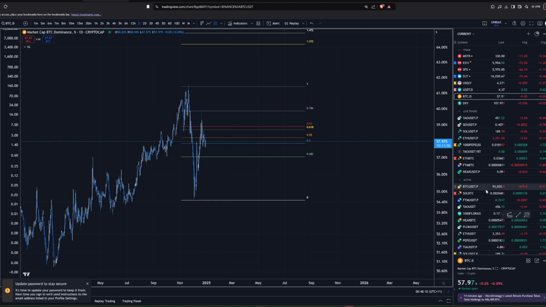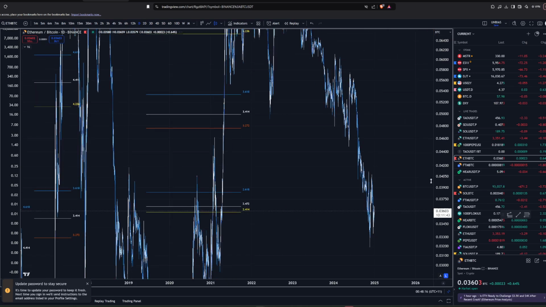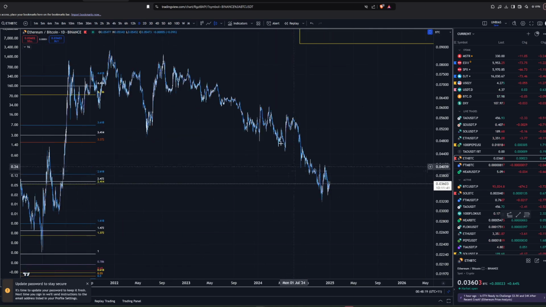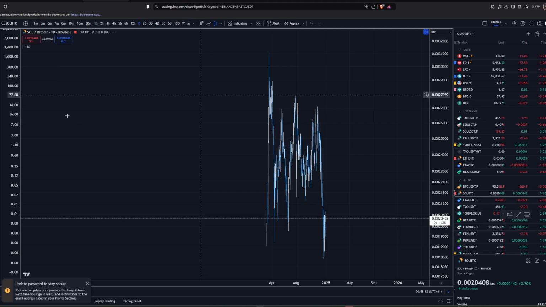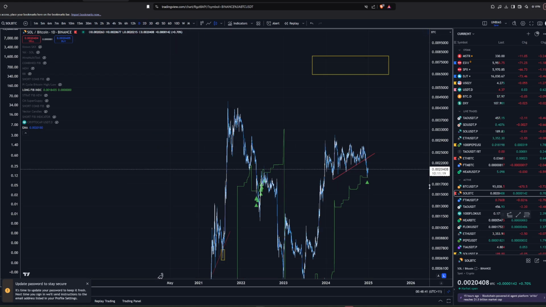Right, so I guess that's sort of it. I don't know if there's much left to say other than, actually, let's have a look at Ethereum. Ethereum looks like it might be printing a reversal against Bitcoin, like a nice base as a bottom. And something curious as well is the Solana Bitcoin chart, where I saw a really nice bottom come in here.